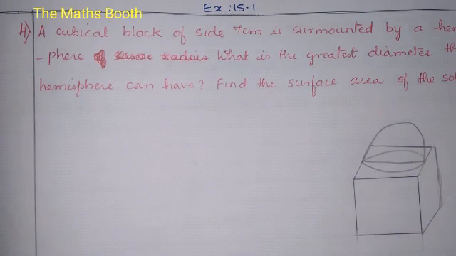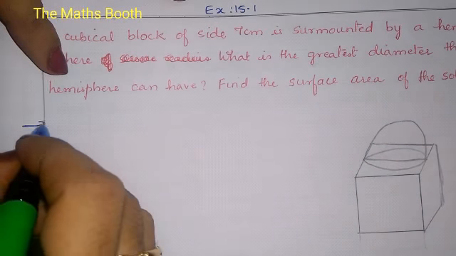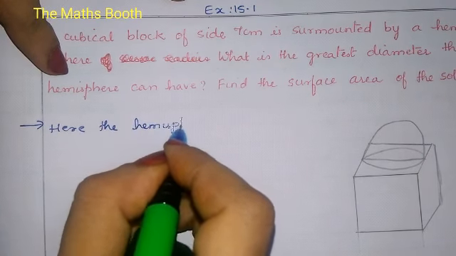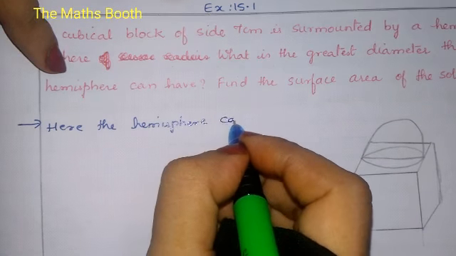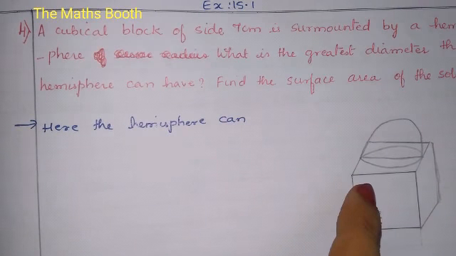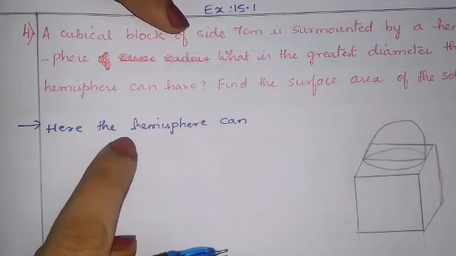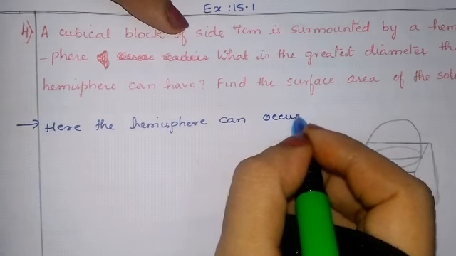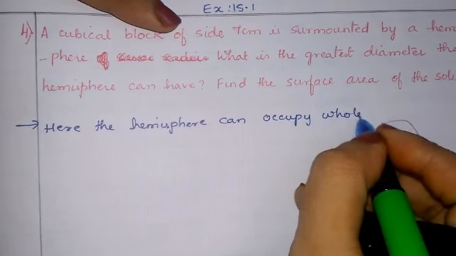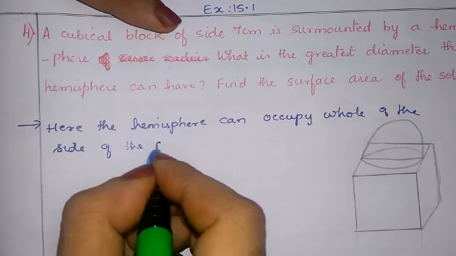Now let me start solving here. To solve this problem, first we have to understand the figure, what they have given, and which area we should find. That is very important. Here the hemisphere can occupy the whole of the side of the cube.